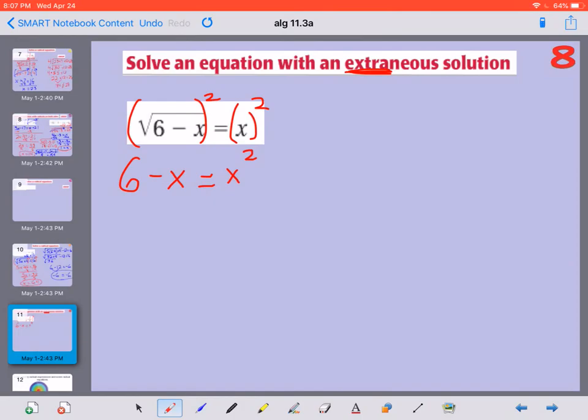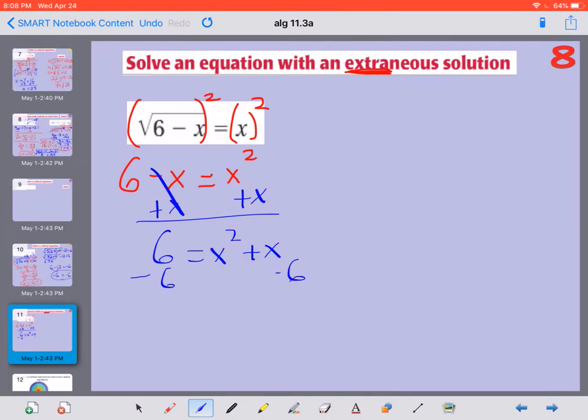Now we've seen problems like this before. In chapter 9 we have seen x squared before. So what we're going to try to do now is solve this. So I want to move everything over to the x squared side. So I'm going to add x to both sides. So we get 6 equals x squared plus x. Then I'm going to subtract 6 to get everything over to this side. And now we get 0 equals x squared plus x minus 6.